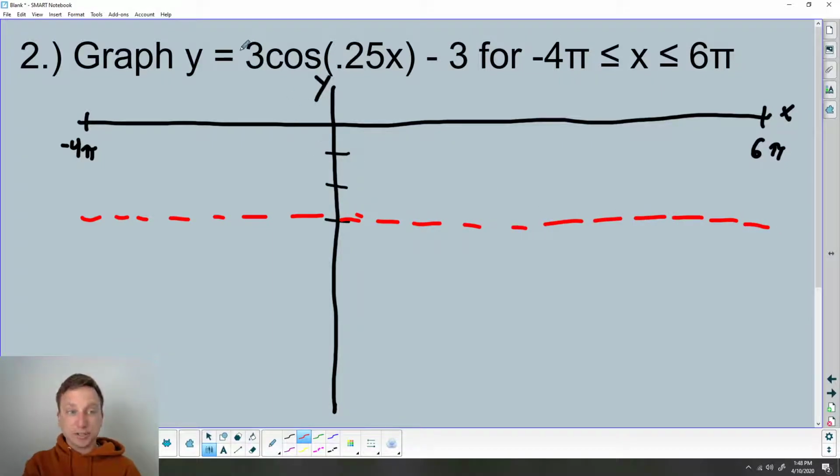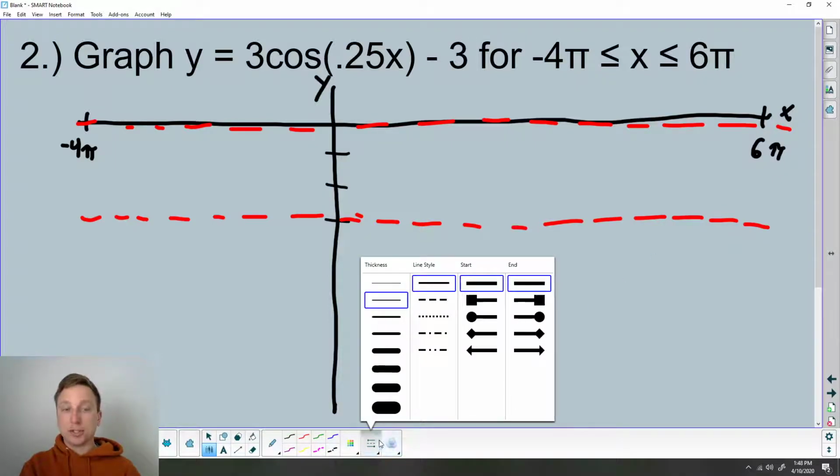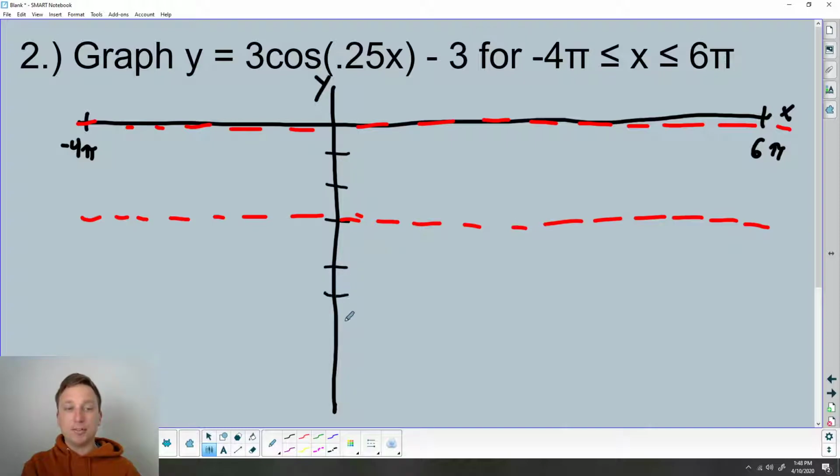And then the maximum is 3 values above, since our amplitude is 3. 1, 2, 3 is 0. So this is going to hit a maximum of 0. And then our minimum is going to be 3 units below the principal axis of -3. So 1, 2, 3. -6 is our minimum value. So let's go ahead and put that into place. And there we have it.